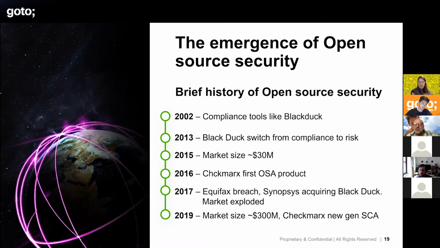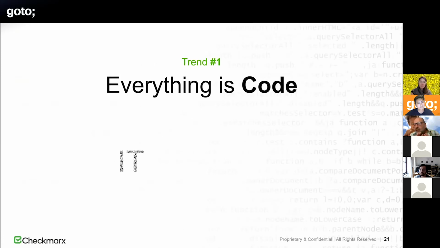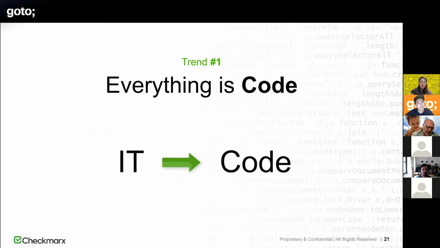And CheckMark, besides the fact that we are doing static code analysis, extended the portfolio also to open source analysis. So what are the development trends that we see today that will predict the AppSec future? I think the most important thing that we can see is that everything is codified today.